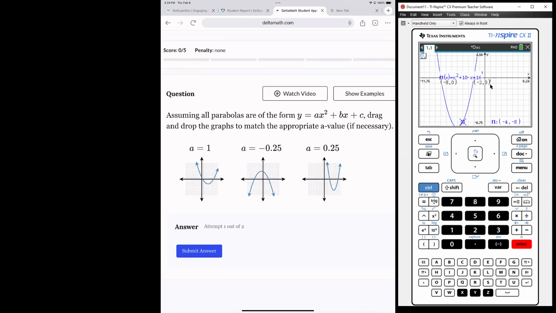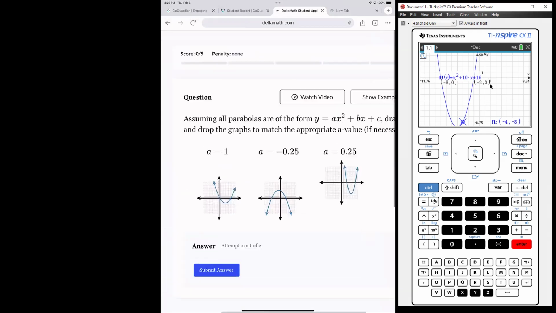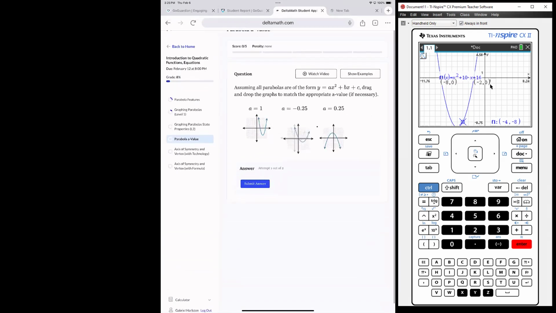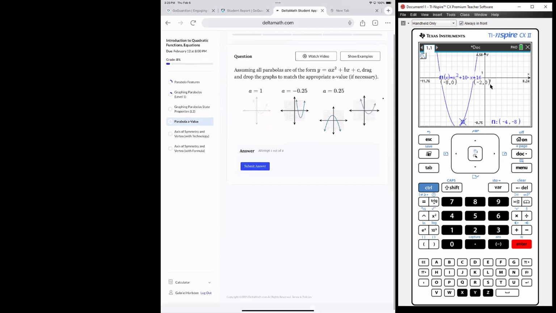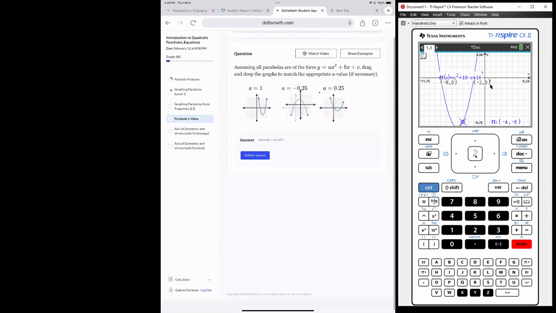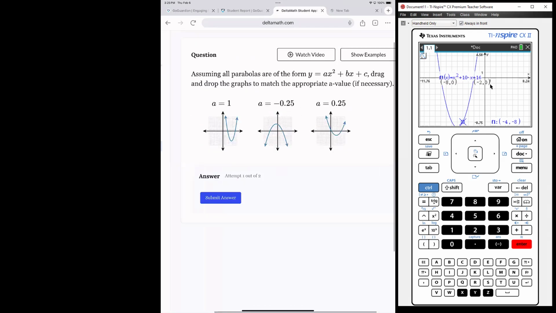Now, the second thing is when you have a fraction, that makes the quadratic wider. So this one should be over here. Oops, let me see if I can move it. This one should go over here, and this one should go here. Okay, let's see. And this one should go here. Now we got them.